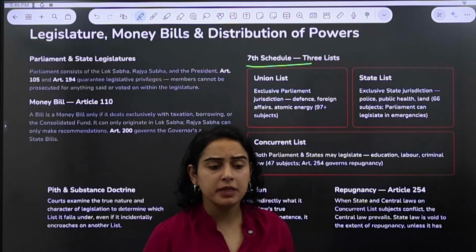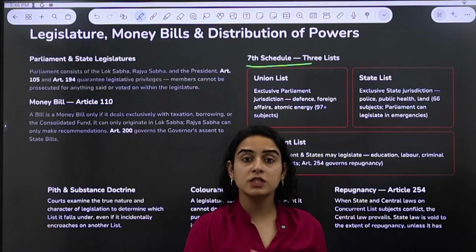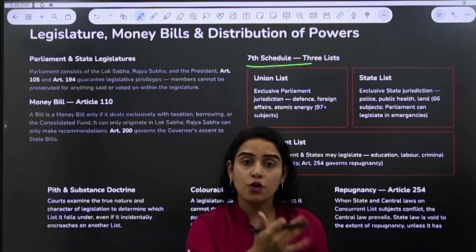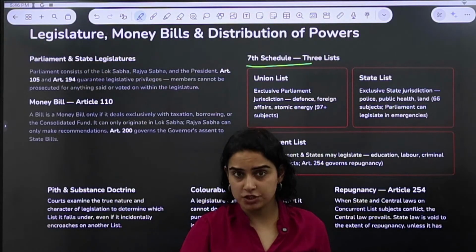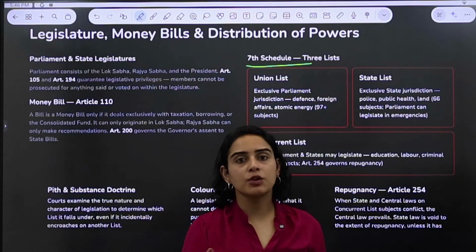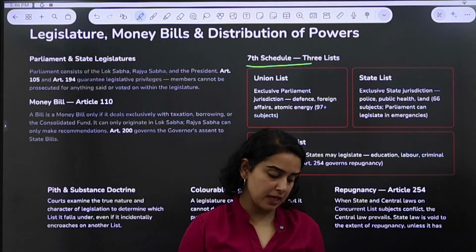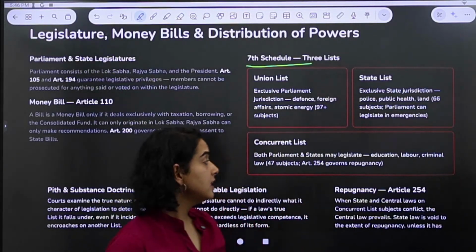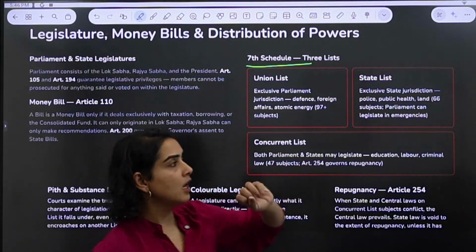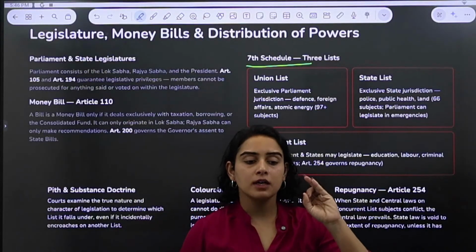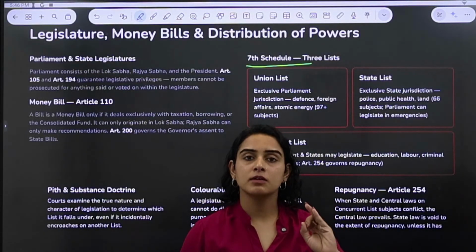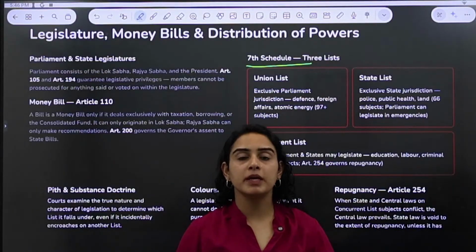Then it can be all the subjects on which the state can make laws: forest, wildlife, education, right? All of this is part of your state list. Only the state can decide and make laws around the same. And then there is the concurrent list, where both the parliament, the central government, and the state government can function.